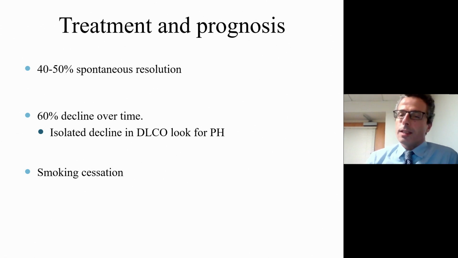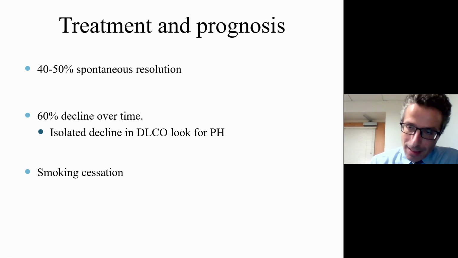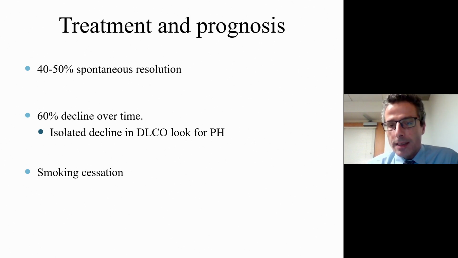So what is the treatment? Nobody should smoke, but specifically if you have lung disease, you shouldn't smoke. And if you have PLCH, you should definitely quit smoking, because oftentimes that's enough to lead to improvement or even resolution of the disease. In about 40 to 50% of the cases, you'll get some improvement, if not complete improvement, with smoking cessation. In about 60% of the patients, despite smoking cessation, you can find a decline over time.